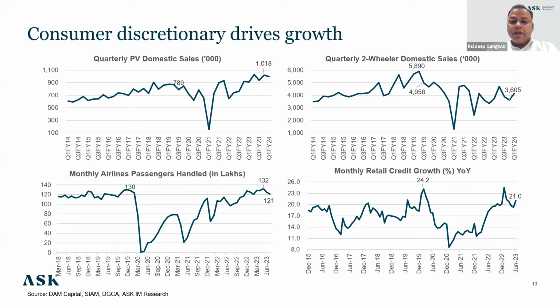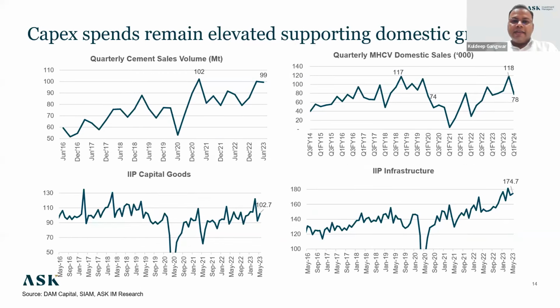If you think of retail credit growth, it's quite robust, like 21% plus, which suggests that on-ground activity is quite decent. As I discussed earlier, capex spend remains high, which is supporting the overall domestic growth. It's quite visible in cement demand, MSCV demand, IP capital goods, and IP infrastructure. So net, the government is doing a lot of capex activity. It's having a multiplier effect, which is good news for the overall economy.